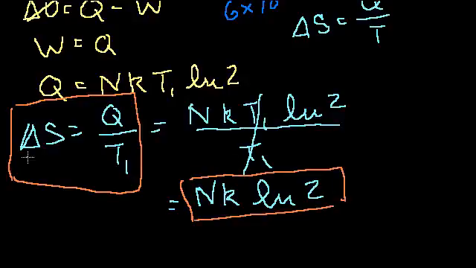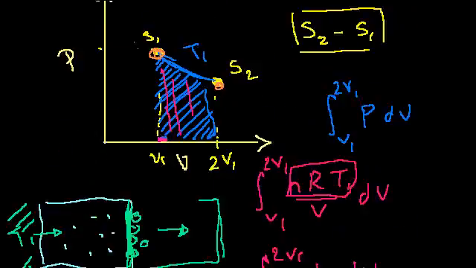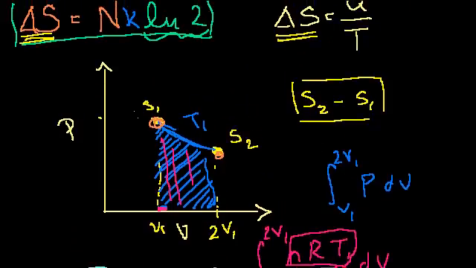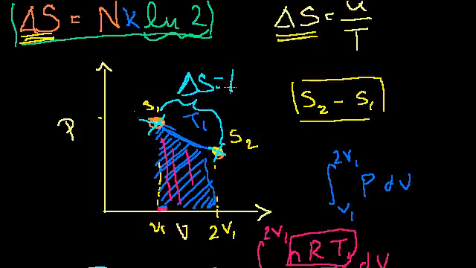Now, this is a state function, a state variable. It's not dependent on the path. So any process that gets from this point to that point has to have the same change in S. So the delta S for any process is going to be equal to that same value, which was n, in this case, k times the natural log of 2.